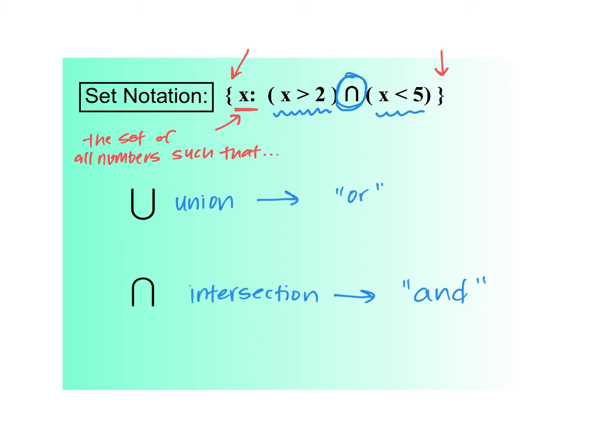If that symbol had been a U, this is called the union. It represents the word or, meaning that only one of those 2 qualities would have to apply to the number in order for it to fit in that set. So union, or, only one of those characteristics needs to be true. Either x is greater than 2 or x is less than 5. The intersection, and, means both of those characteristics have to be true. So the only numbers that would be in the set, again, are the numbers that are greater than 2 and less than 5.